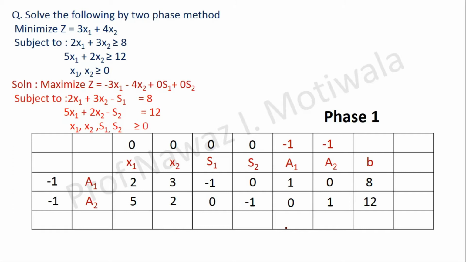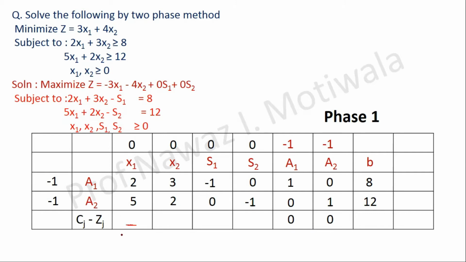Next step, we will have to find the Cj minus Zj value. For a1 and a2, I can directly write 0 and 0 because they are basic variables. Cj minus Zj will be 0. For this particular place, what will be the answer?